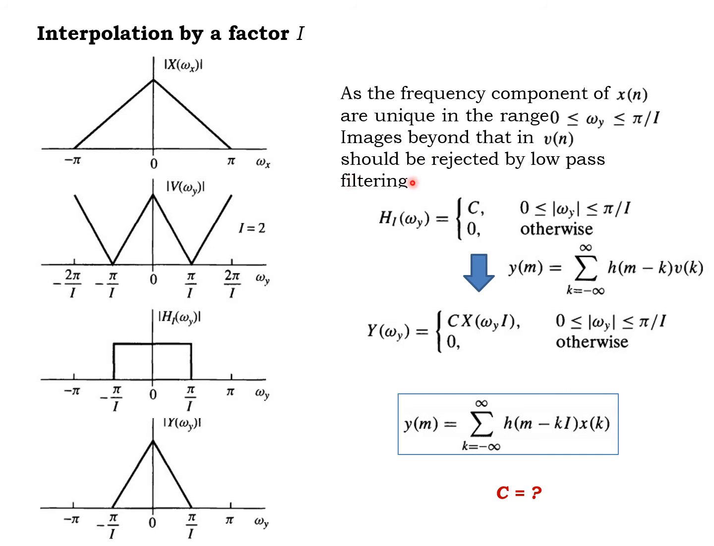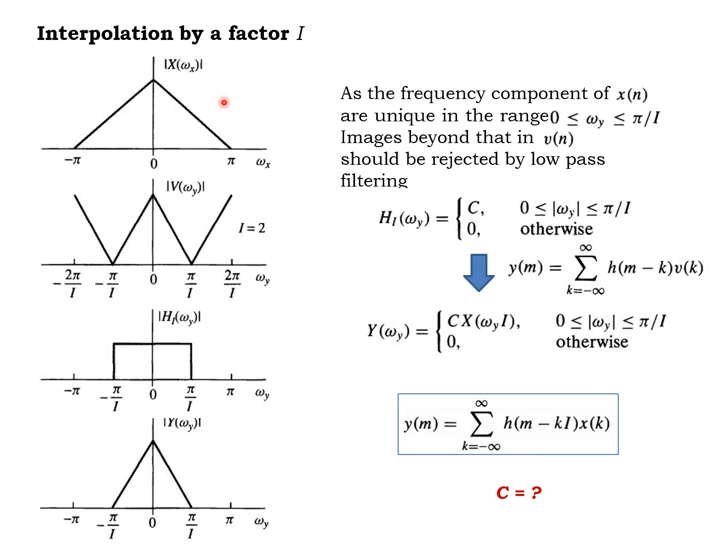So what is this rejection by low pass filtering? Actually in practice, the zero valued samples inserted by the upsampler are replaced with approximate non-zero values using some type of filtering process. So this process is actually called interpolation, right?